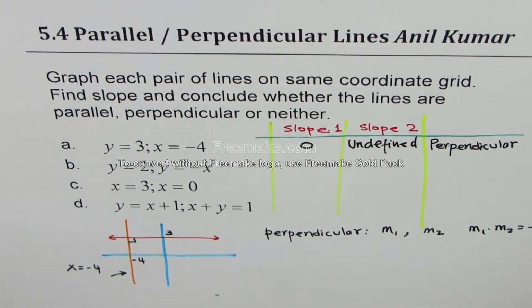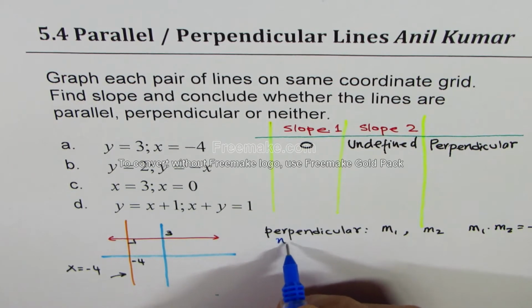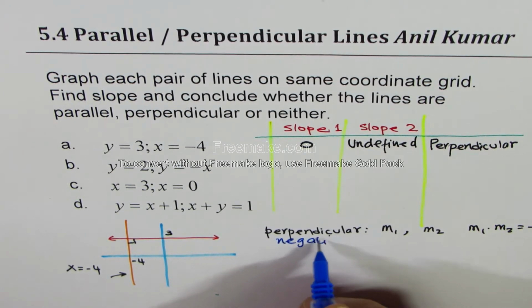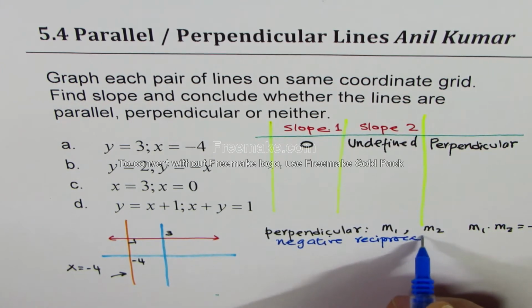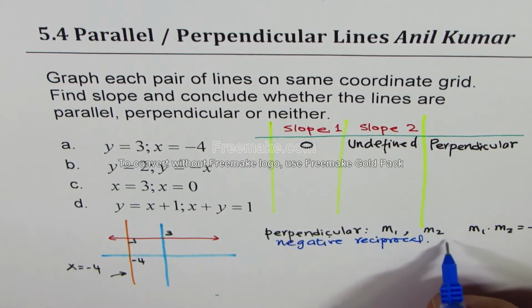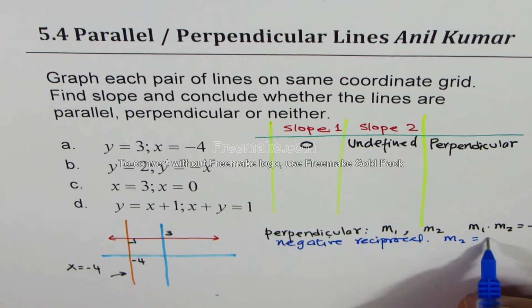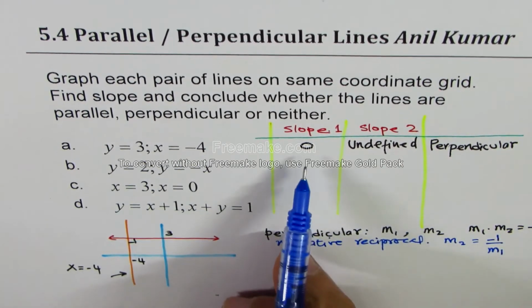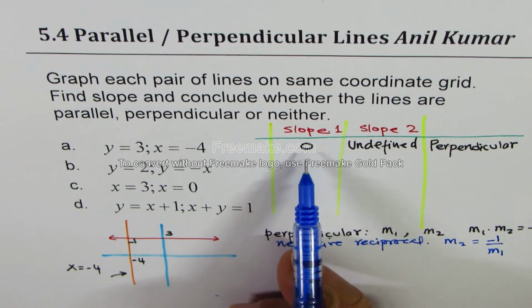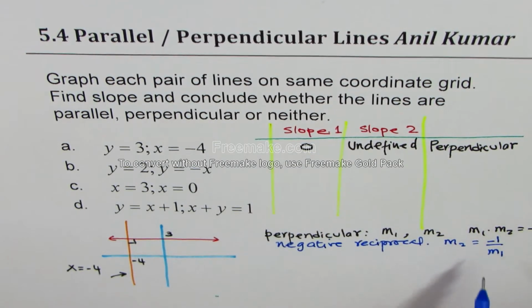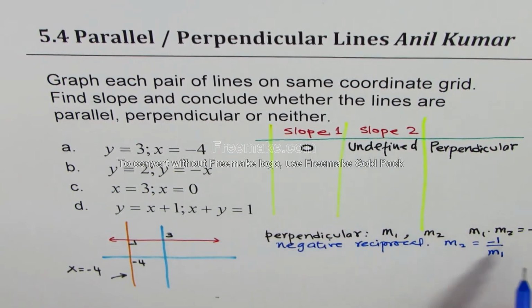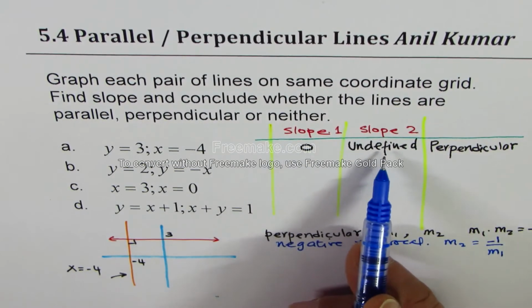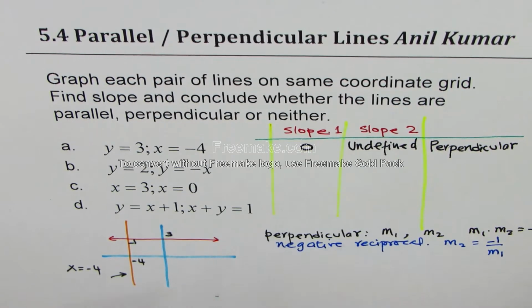So we also say the slopes are negative reciprocal. That is to say that M2 equals minus 1 over M1. Now in this case, 0 is neither positive nor negative. So 1 over 0 is undefined, so it just makes sense, right? So 0 and undefined are perpendicular, remember that.